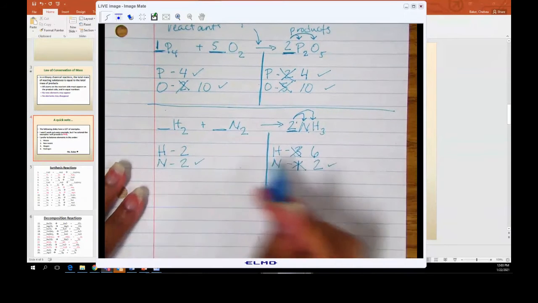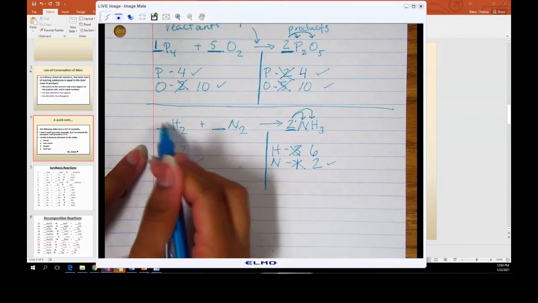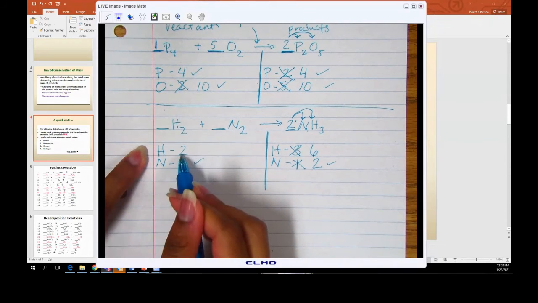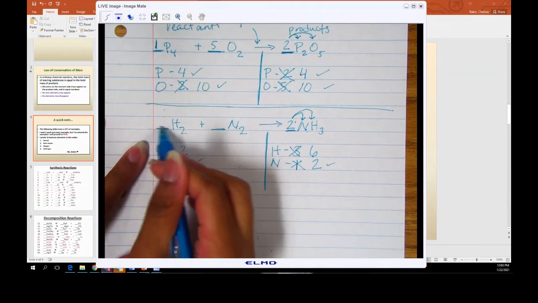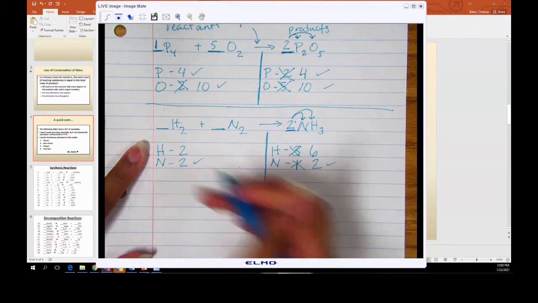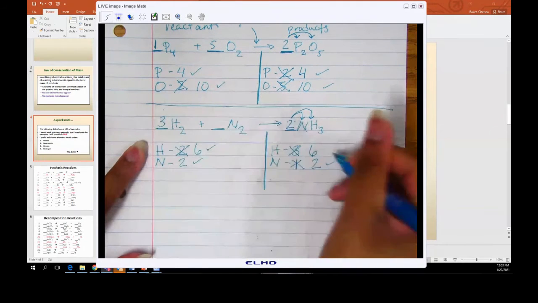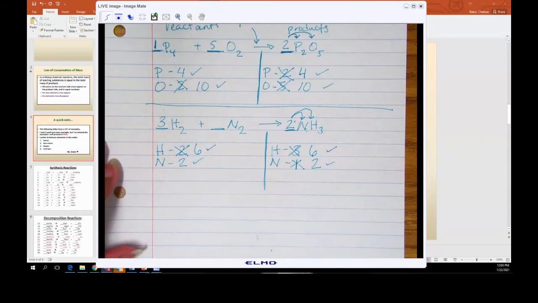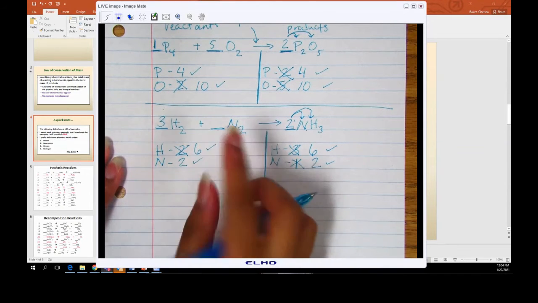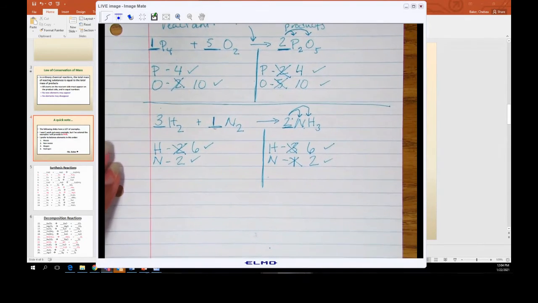So I've got to go back over to my reactant side. And I'm going to change the coefficient in front of the hydrogen, this H2. And I have to pick a coefficient such that when I multiply the 2 times this coefficient, I'm going to get 6. Well, that coefficient is going to have to be 3, because 3 times 2 will give me 6. I didn't use this blank here, so I'm going to put in a placeholder coefficient 1.